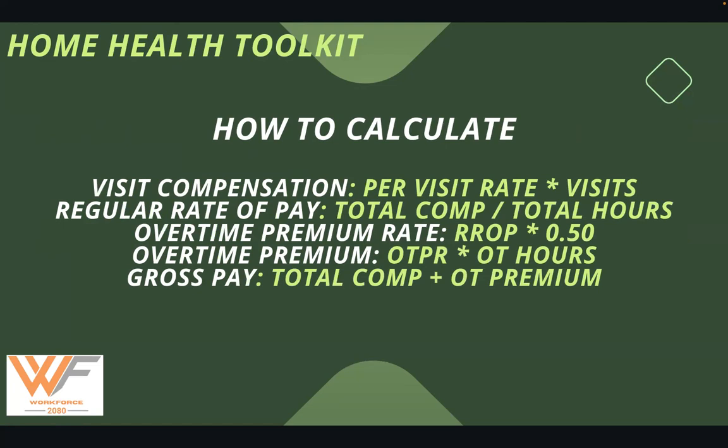It's very simple. Now, the regular rate of pay is going to distinguish if you're paying at or above minimum wage or if you're paying less than minimum wage. It's where you take your total compensation and divide it by the total hours worked. The overtime premium rate is where you take the regular rate of pay that you just found and multiply it by half, because you've already paid for the straight time hours. The overtime premium is where you take the overtime premium rate and multiply it by the overtime hours. And the gross pay is where you take the total compensation plus your overtime premium, and that's what you have to pay the employee.